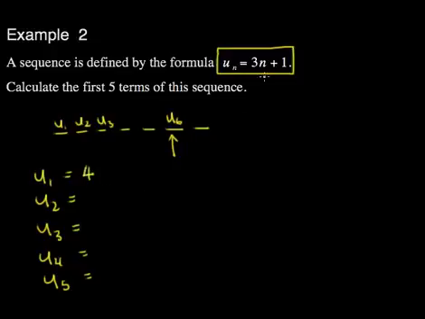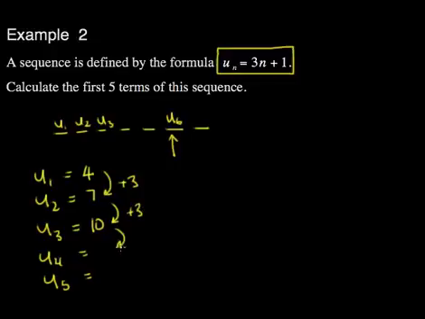To find the second term, you're replacing the n now with 2. So this would be 3 times 2, which is 6, plus the 1 to make 7. And to find the next term, you're replacing the n with a 3. So that would be 9 plus 1 is 10. And you may be able to spot here that you're adding 3 every time.